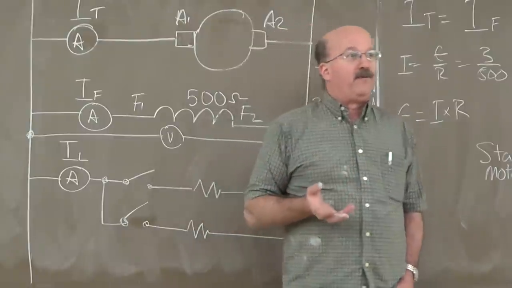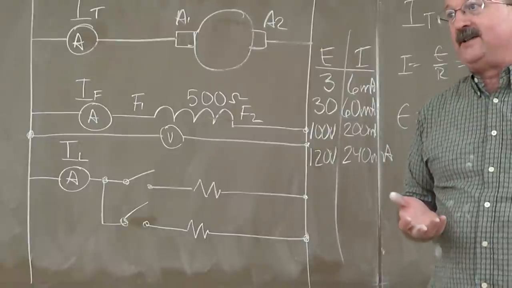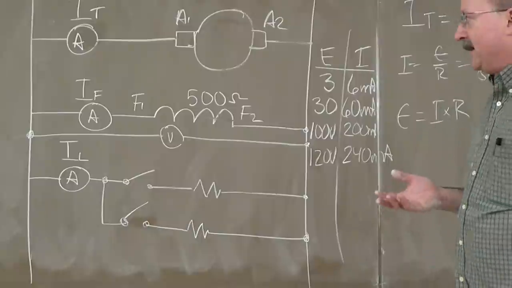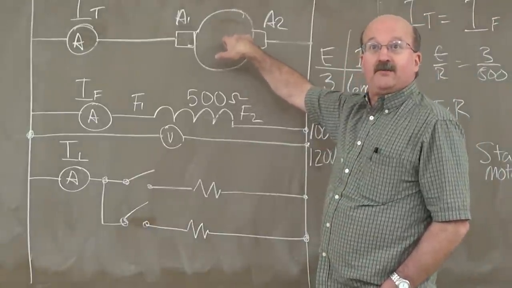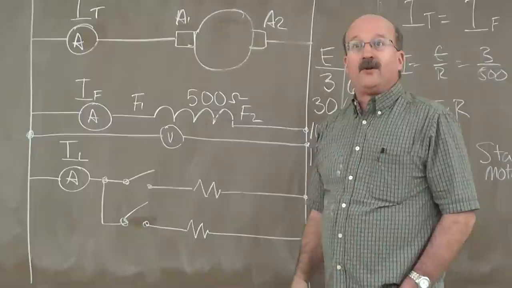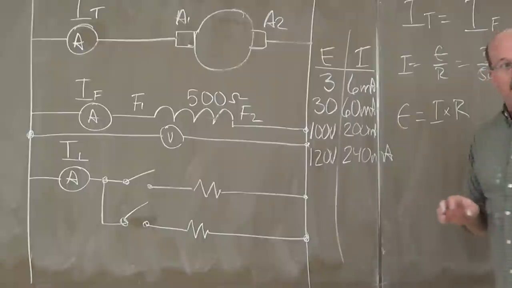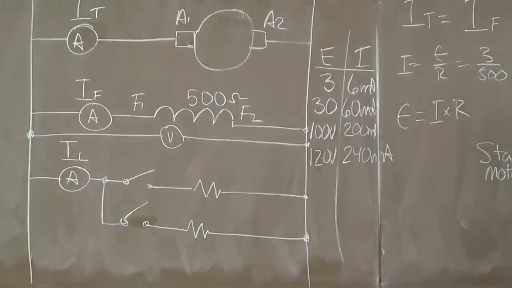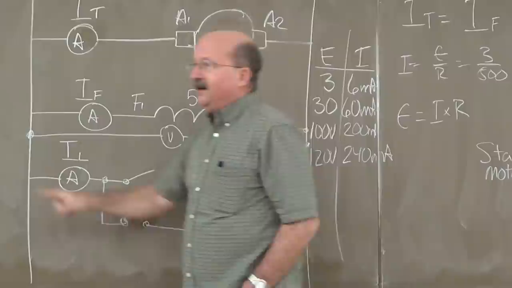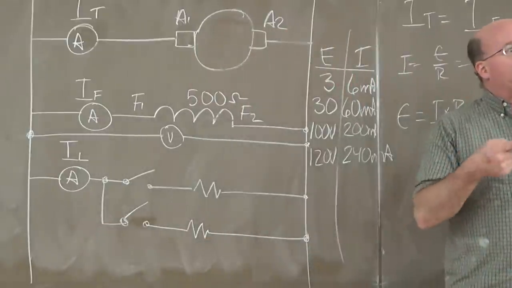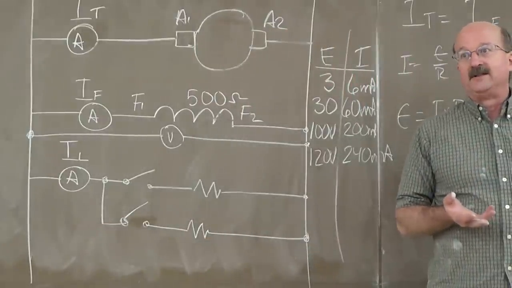So your output voltage is inverted. Instead of getting positive DC, you're getting negative DC out. You may have the generator turning the wrong way because your motor's going the wrong direction. Different things come into play as far as your troubleshooting. If you have the basic understanding of what's going on here, and the next part we're going to talk about as far as voltage drop, you'll be better able to troubleshoot these things.